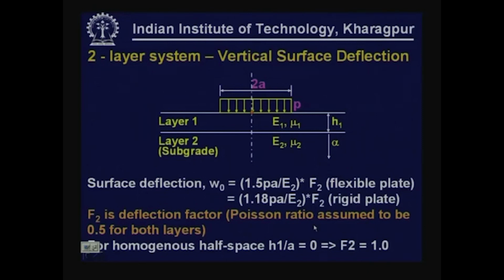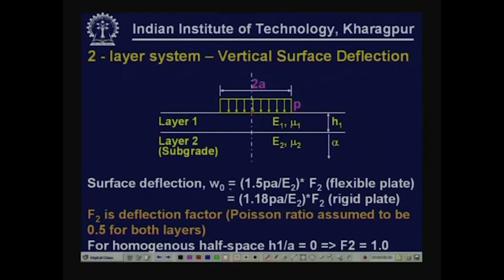There are also charts available for determining the vertical surface deflection in a two layer pavement system. The expression is given here. This expression for surface deflection, if it is a flexural plate, 1.5 Pa by E2 into F2. This is similar to the expression that we used in the case of a single layer system, but here we are using an F2 factor. For rigid plate, I have approximated this to 1.18 Pa by E2 into F2, this for a rigid plate.